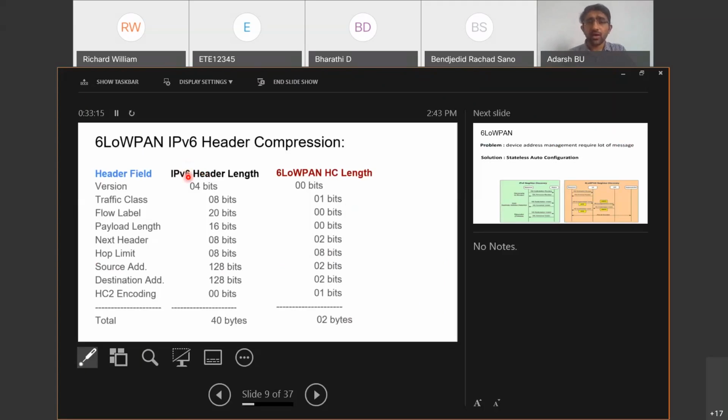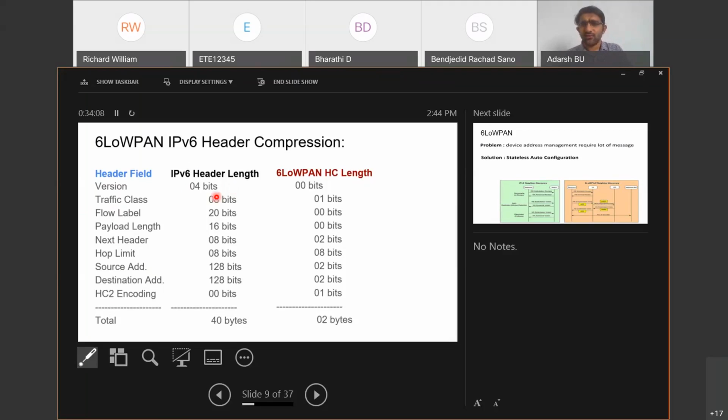In that 40 bytes, when we deep dive, there are many header fields like version, traffic class, flow label, payload length, next header, hop limit, source address, destination address, and the next header compression encoding part. Now I want to verify each and every field: do I need this or not? That's what we are going to do now. The first column tells the header fields, the second column tells the IPv6 header length, meaning what the IPv6 header is using, and the third column will tell what we are compressing, what we are utilizing, and what we are not using.